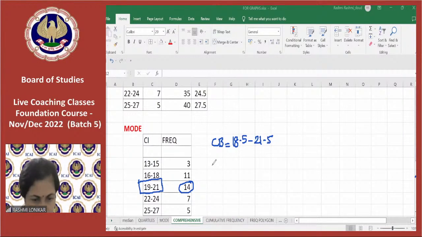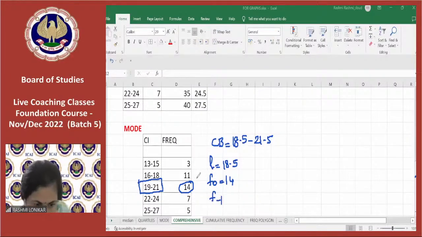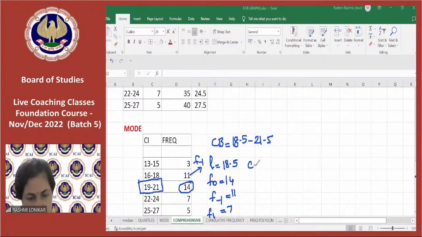Okay. So my L, which is the lower class limit of the modal class, will be 18.5. What will be f0? f0 is 14. What will be f of minus 1? That is the pre-modal class. This is 11. Then f of plus 1 will be the post-modal class. This is equal to 7. How much is the class width? Class width is 3.